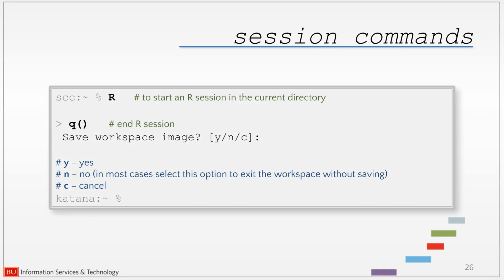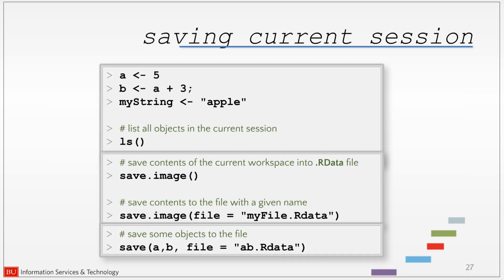To start an R session, type R. To end it, use q. R will ask if you want to save the workspace image. Select no to exit without saving in most cases. The ls function lists all objects in the current session. You can save the entire workspace with save.image, or specify a file name and specific objects to save.